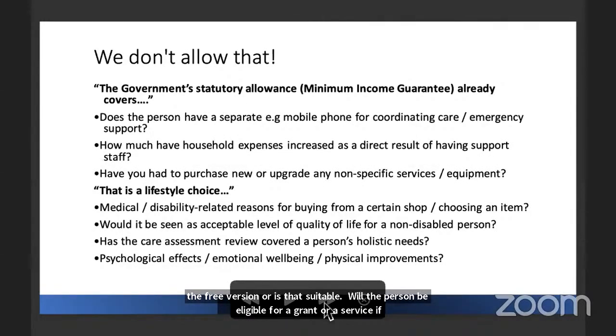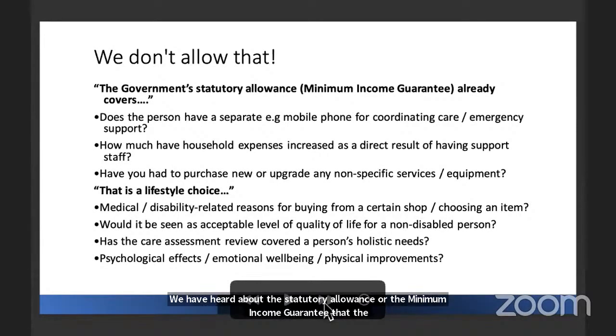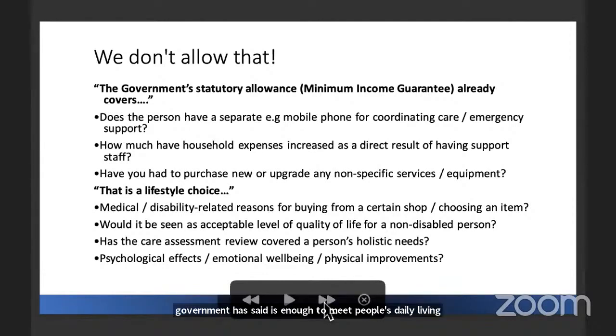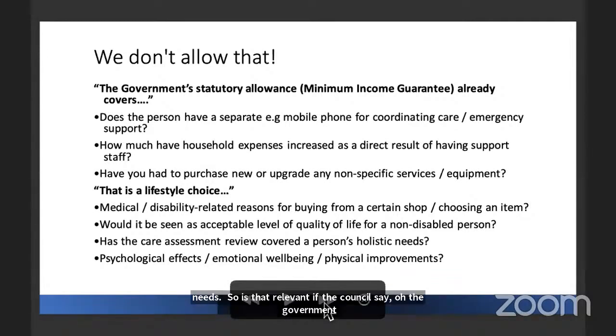We've heard about the statutory allowance, or the minimum income guarantee, that the government has said is enough to meet people's daily living needs. So is that relevant if the council say, oh, the government allowance already covers that? Have you had to buy something extra for coordinating care and support, such as a mobile phone, for example? That's an additional thing to what people would usually have to pay for.